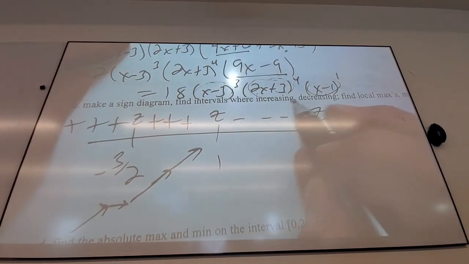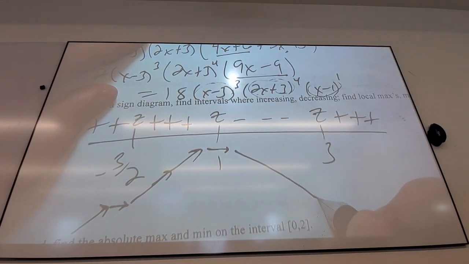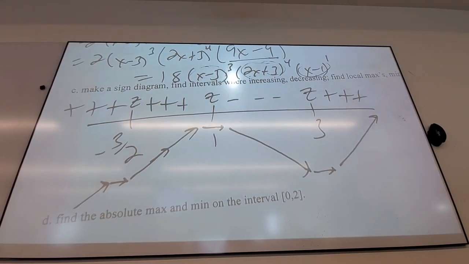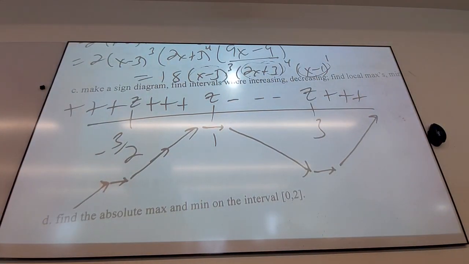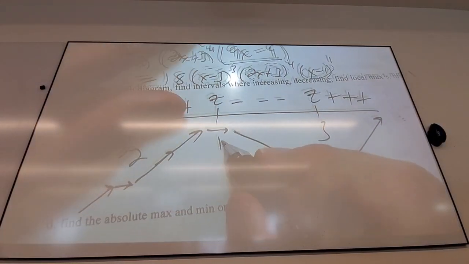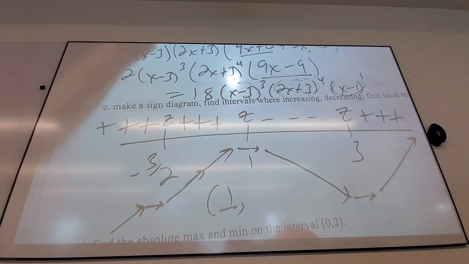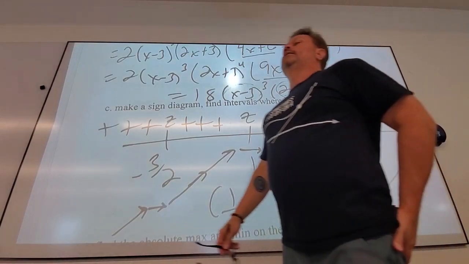You've got to go further. At 1 it's flat, and then it's going down, and then at 3 it's flat, and then it's going up. So now I can see my max and my min very easily. Yes, the max does occur at x equals 1, but what is the max output? What is the maximum? Where is the maximum? X equals 1. What is the maximum? Where do I plug 1 in to figure out what the maximum output is? Yes, so now you start to see.